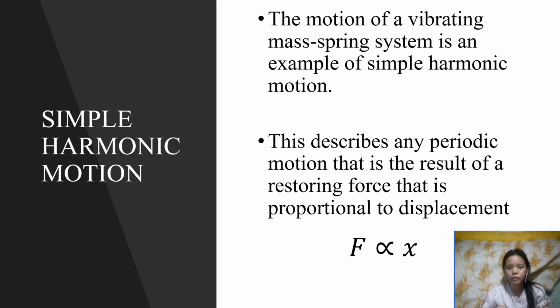So, the motion of a vibrating mass spring system is an example of simple harmonic motion. This describes any periodic motion that is the result of a restoring force that is proportional to displacement. If a force is proportional to displacement, then the motion can be called simple harmonic motion, because simple harmonic motion involves a restoring force and back and forth motion over the same path.